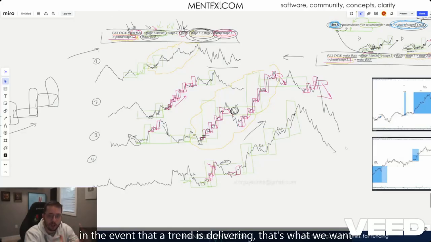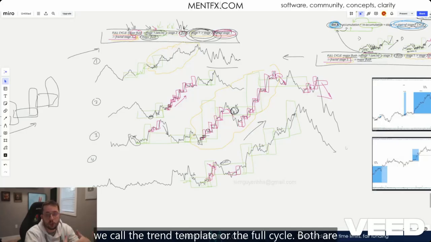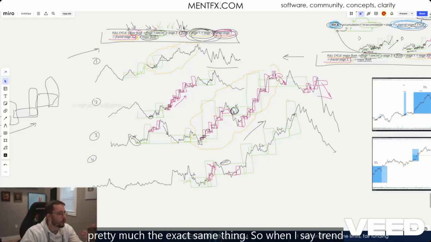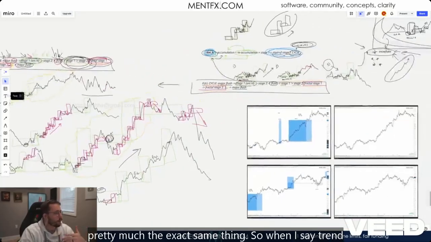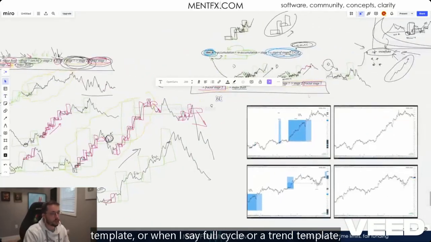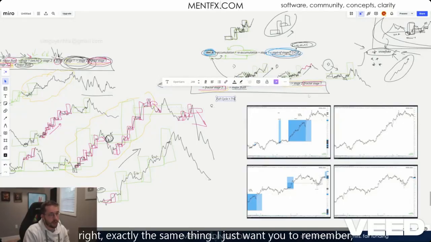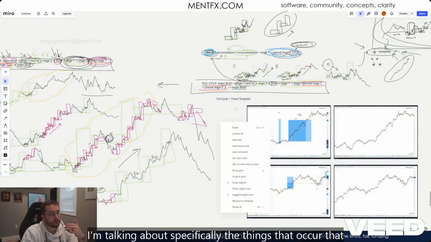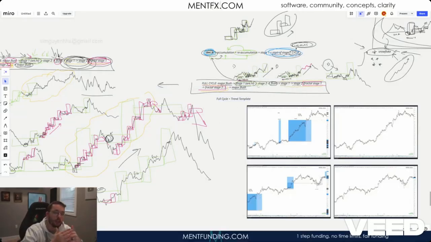And in the event that a trend is delivering, that's what we want to be part of. So this is where you get introduced to what we call the trend template or the full cycle. Both are pretty much the exact same thing. So when I say trend template or when I say full cycle, it's exactly the same thing. I just want you to remember I'm talking about specifically the things that occur that create a trend.